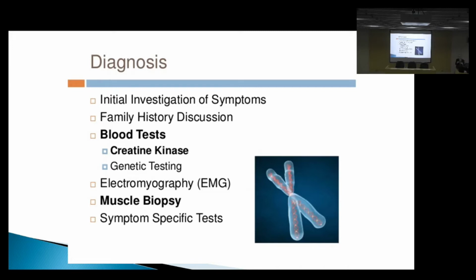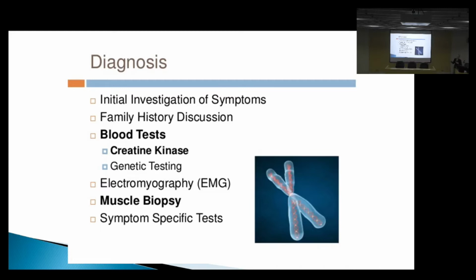And nowadays, we just skip that and go directly to the genetic test. And if the genetic test is not conclusive and we still need a validation, you can go back to do a muscular biopsy, but generally you go to the genetic test.